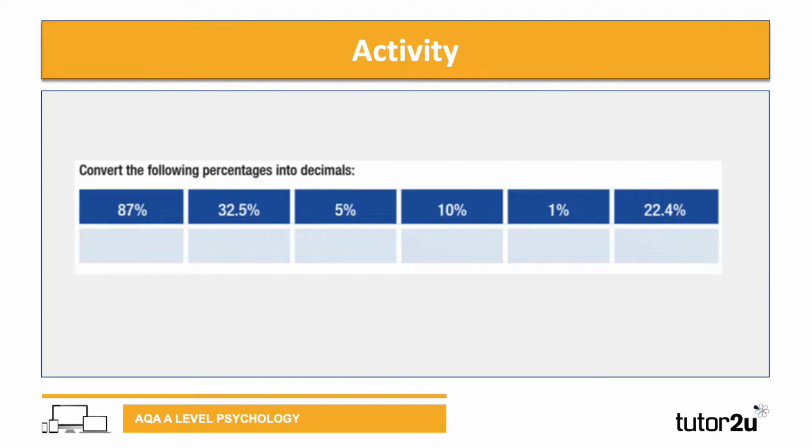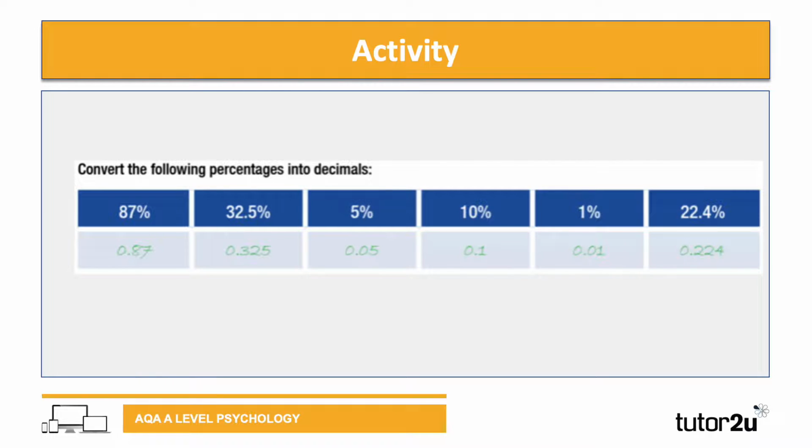Okay, so the answers then, we should have for the first one 0.87, 0.325, 0.05, 0.1, 0.01 and 0.224. And again, these are just activities to brush you up on these skills. You won't necessarily get a question like this in the exam. It'll just say, here are a bunch of percentages, convert them into decimals. These are just skills that you will find on the Tutor2U website. This is from a workbook from Tutor2U where you can complete some tasks to refresh your numeracy and maths skills.